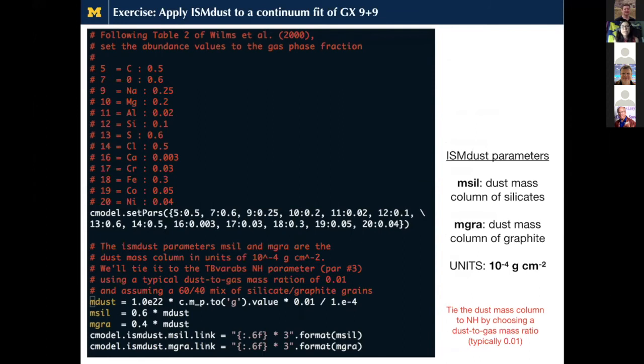And then finally, what I do is I tie my ISM dust parameters to the NH column. So I have to assume a particular dust to gas mass ratio for the Milky Way. That's typically 0.01. And in this particular example, I just take this 10 to the 22 NH column times a proton mass times 0.01 divided by the units of the dust mass column that I use in ISM dust, which is 10 to the minus 4 grams per centimeter squared. So this will show you how to do it in Python.